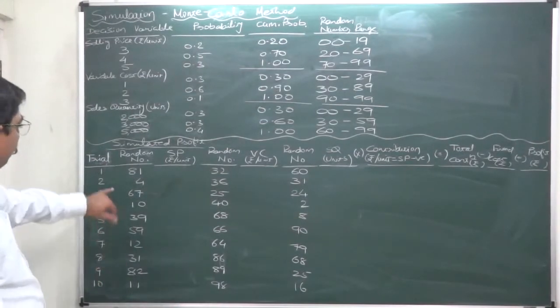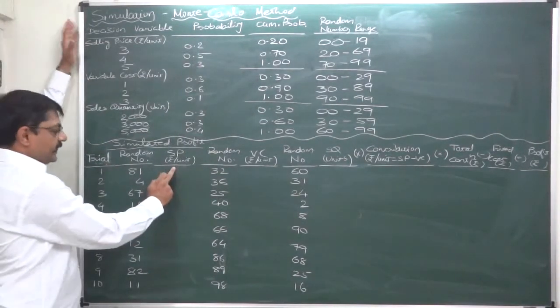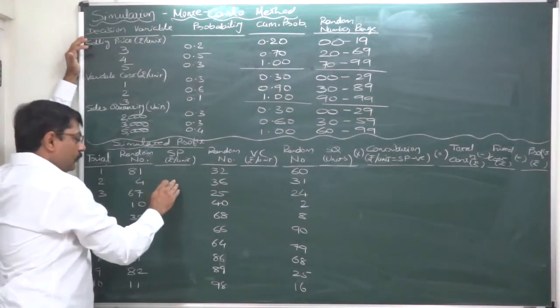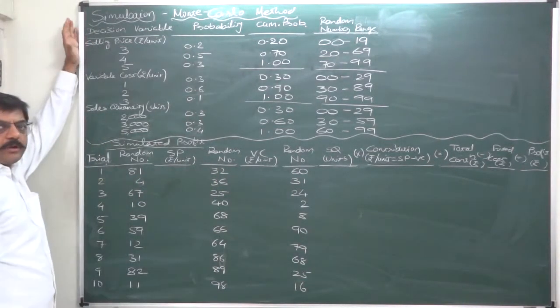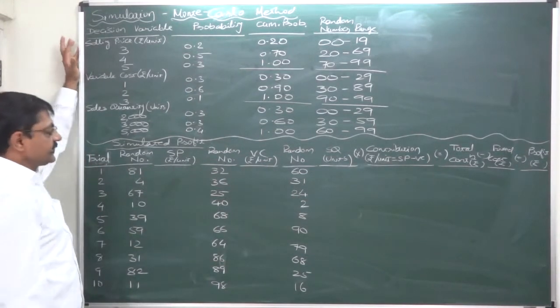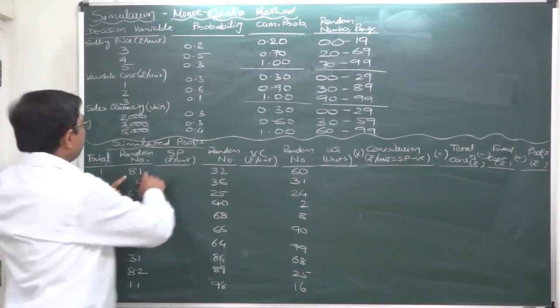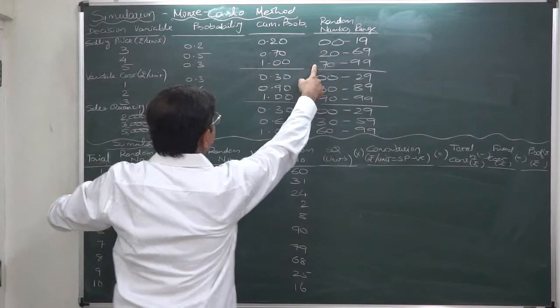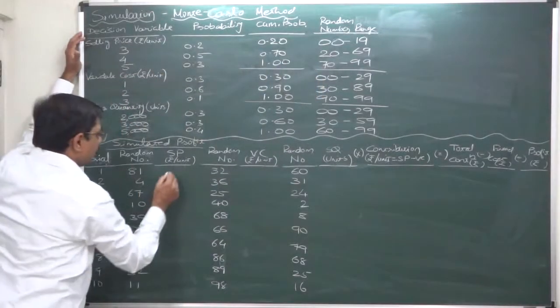Let's go for the first random number, that is for selling price. Because first three, second set of three, third set of three and so on, we are going to use the 30 random numbers. First is 81, that stands for selling price. 81 falls in the range of 70-99, so the relevant price is 5.